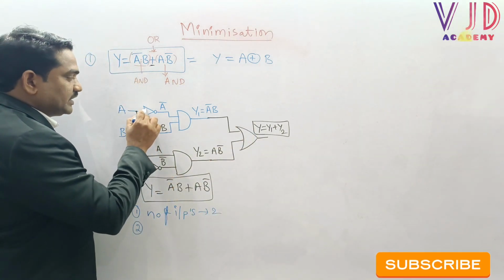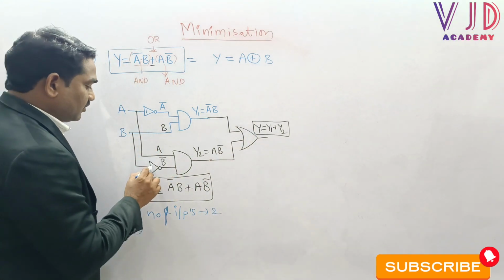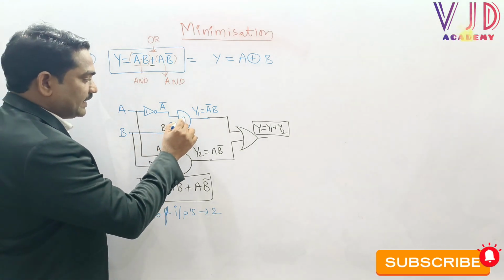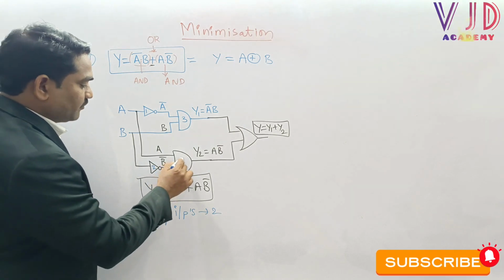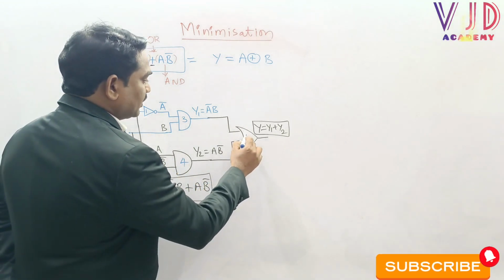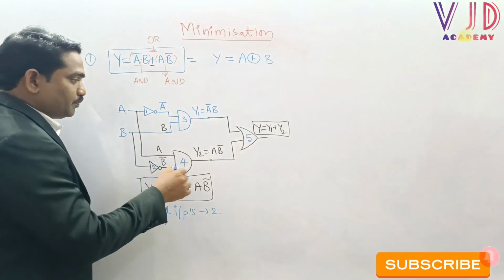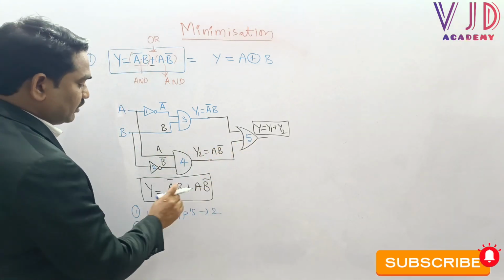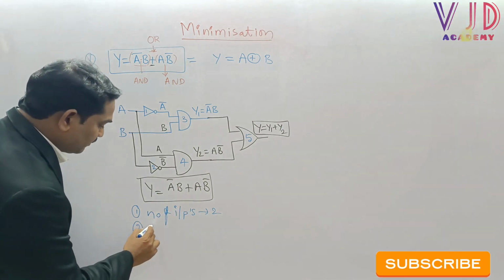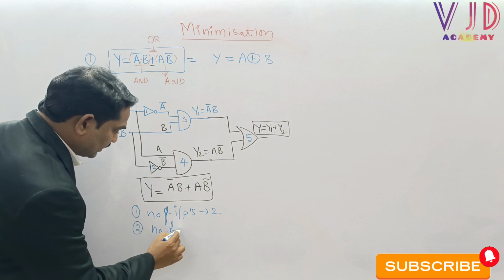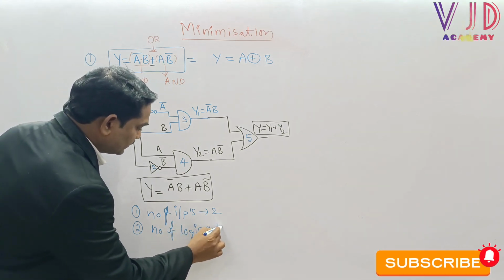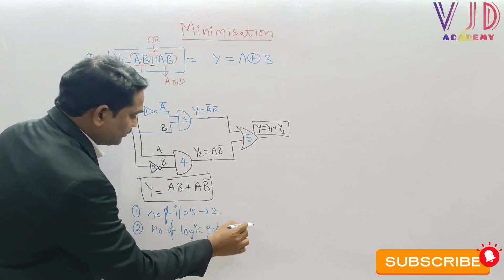Here the first logic gate is a NOT gate, the second logic gate is one more NOT gate, the third gate is an AND gate, the fourth gate is one more AND gate, and for the final output we are using one OR gate, which means to produce the output y equal to a bar into b plus a into b bar, we are using 5 logic gates.